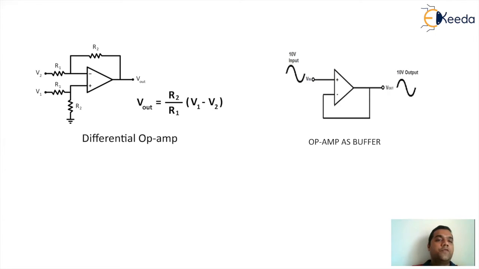So whatever inputs we give, the difference of the input will get amplified by a factor R2 by R1, and then you will get the output as V out.